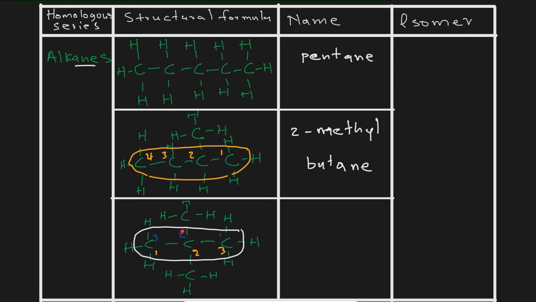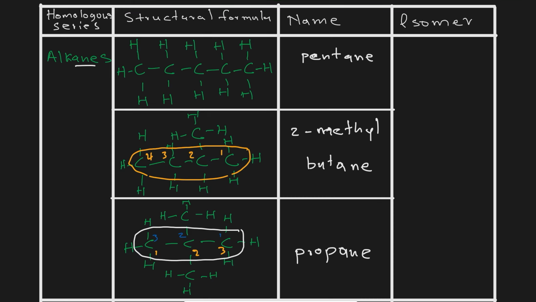So the first thing that we do, we identify the longest chain. The longest chain has 3 carbons. If we have 3 carbons in the longest chain, remember 3 simply means prop. But now because we are dealing with alkanes, this is going to be propane.